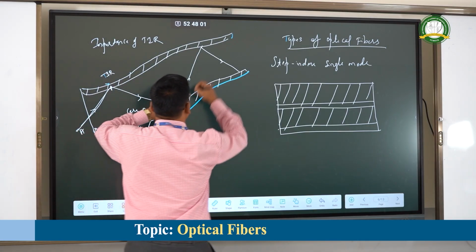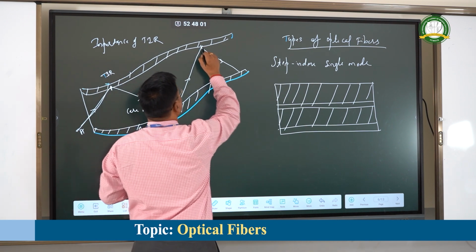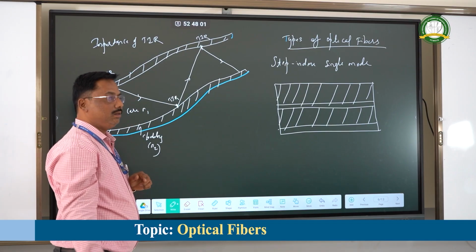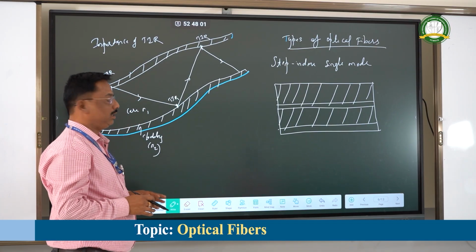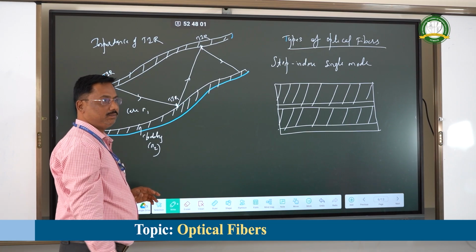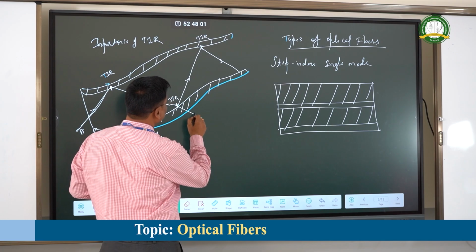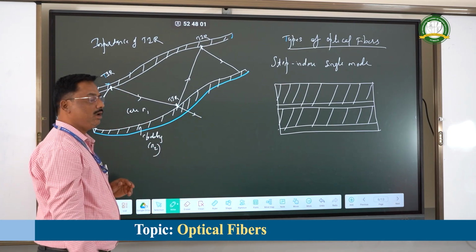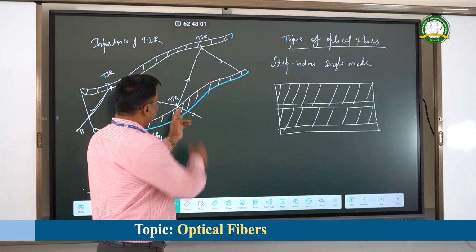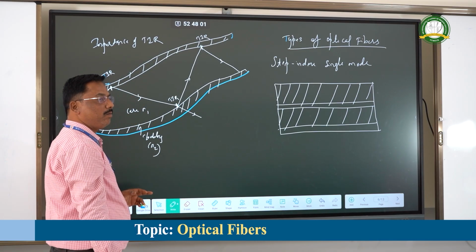And once again it will reflect back towards the opposite wall of the optical fiber. Here also total internal reflection will take place. Suppose at any one point no internal reflection takes place, what happens? It will radiate outside from the optical fiber, meaning the light rays will enter the cladding material and go outside the optical fiber. That is the importance of optical fibers.